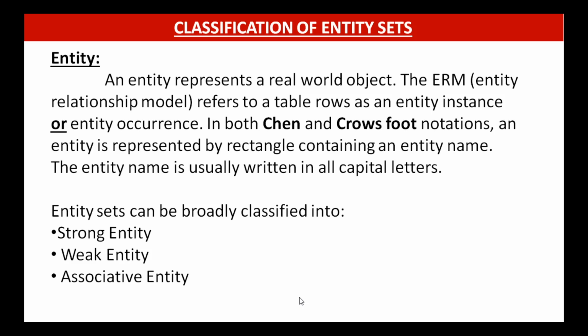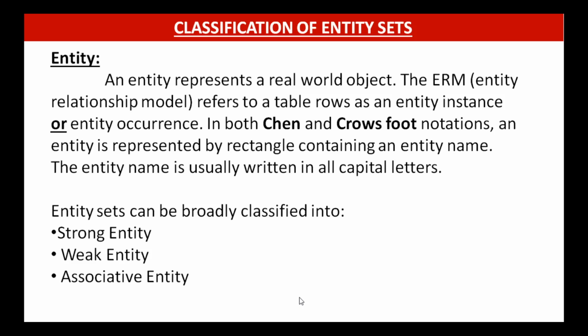Actually there are two types of notations in the ER model: Chen notation and Crowfoot notation. This is a graphical representation of a data model. That's why we use symbols to represent everything in the ER model. To represent an entity, we use a rectangle symbol, and we write the entity name in capital letters inside that rectangle.